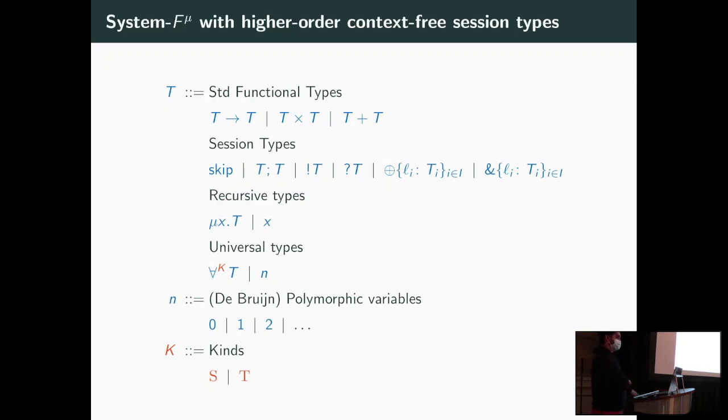We also have recursive types and recursive variables, and we have universal types that are qualified by kinds, S and T. S stands for session, and T for the general functional type. And we also have the De Bruijn indices for polymorphic variables.